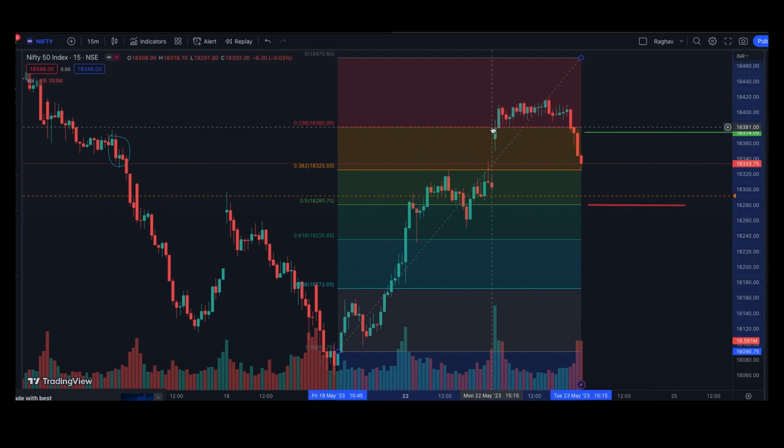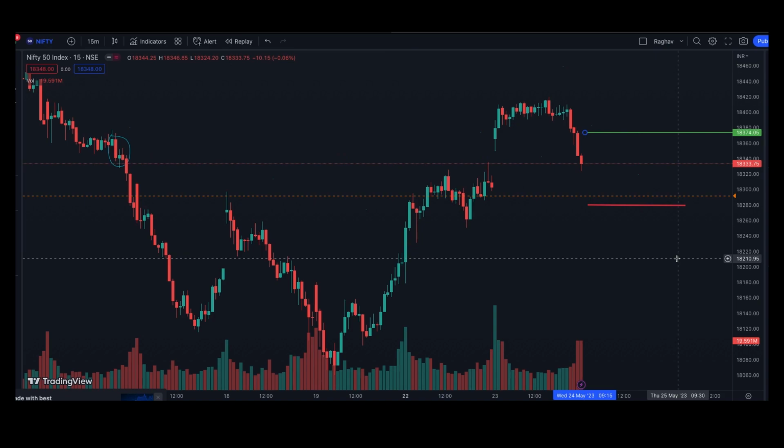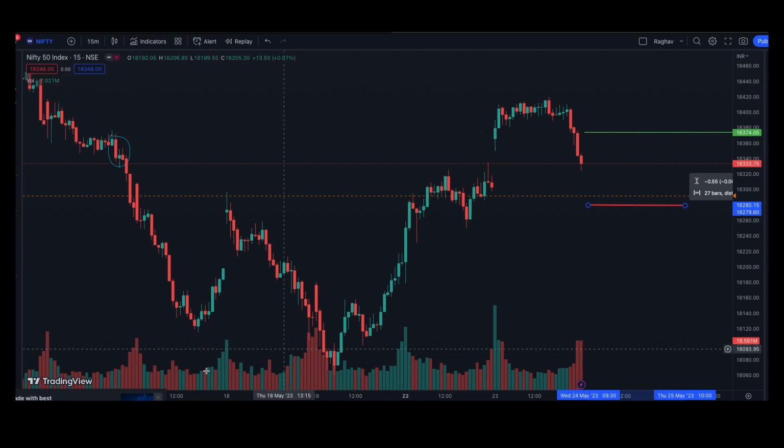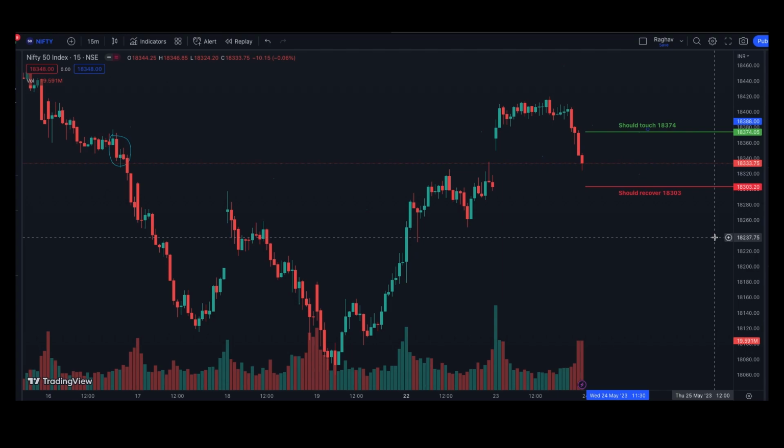After doing this, we will also give the exact points. 18,374 will be our resistance zone for tomorrow, and 18,280 will be the support zone for tomorrow. Okay, so I will just make a note of this. So we have made a clear-cut analysis of Nifty 50 here.